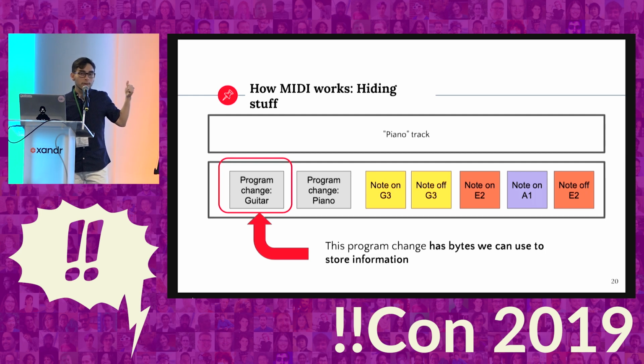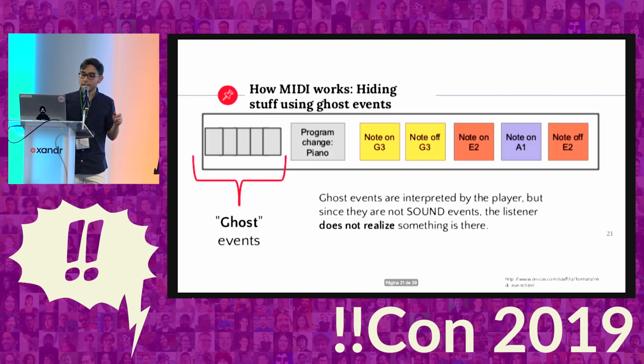So we can store a byte in that program change, but if we need a larger amount of bytes, because images are large, or sound waves are large, or in this case our love message is large, we just use a sequence of these so-called ghost events. That's what I call them. These ghost events are interpreted by the player, but since they are not sound events, the listener doesn't realize that something is there. It's pretty simple: just put a bunch of ghost events with information.